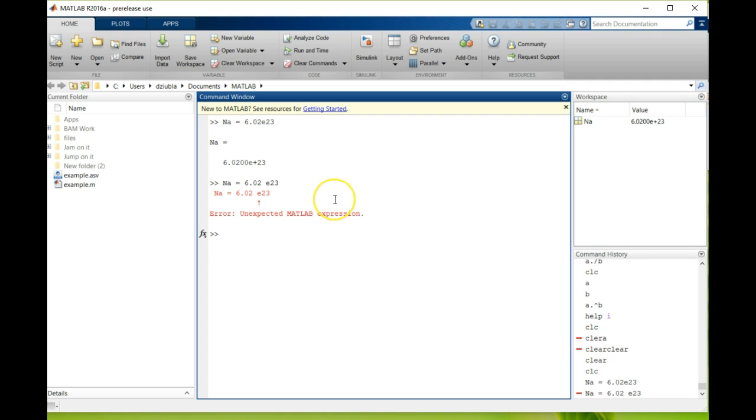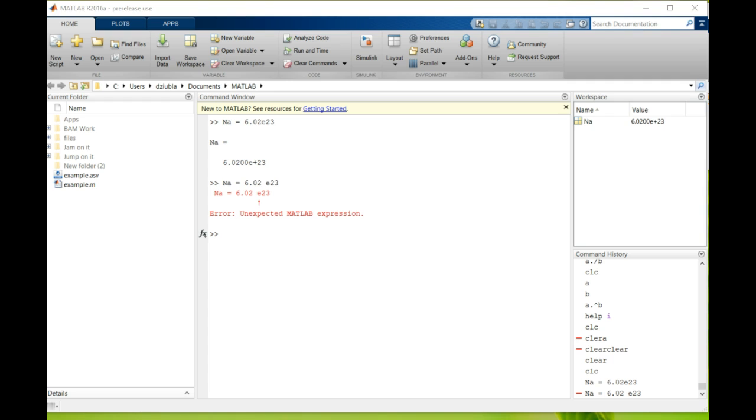It's not going to view this as a valid argument. It doesn't know what that expression is. It's unexpected in MATLAB. It doesn't like that input. So realize, be very careful with your spacing on this, because it has to be all one combined term. Otherwise MATLAB won't know how to deal with that value.